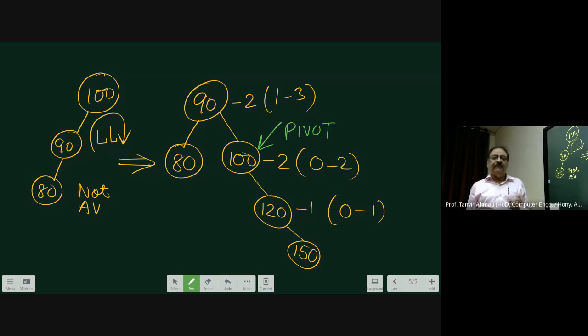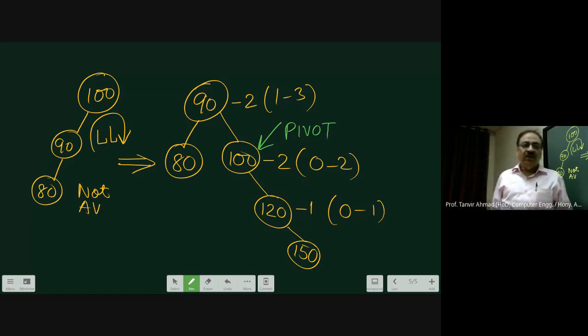The distance from 100 to 150 is 2. The distance from 90 to 150 is 3. Therefore, 100 is nearer to 150. Therefore, 100 becomes the pivot and 90 does not. Is it clear to you how I am taking the pivot? The pivot element is the element which has a balance factor of -2 or +2, depending on the case, and is nearest to the node which has been inserted right now. The node which has been inserted is 150. Therefore, 100 is nearer to 150, and 100 becomes the pivot.